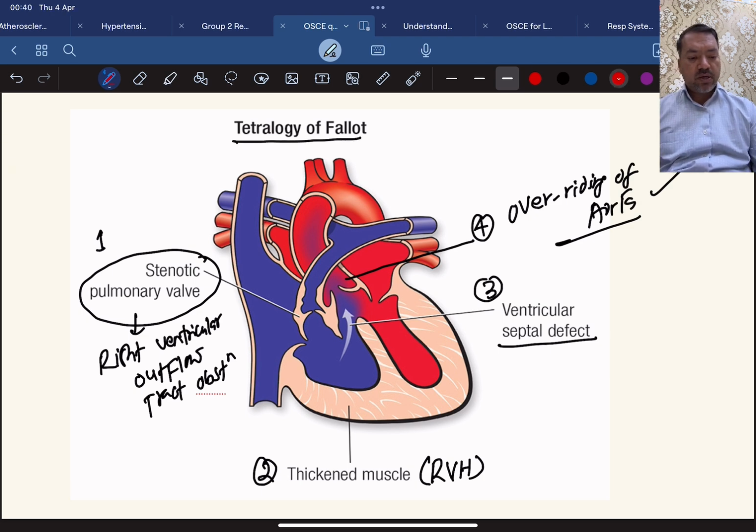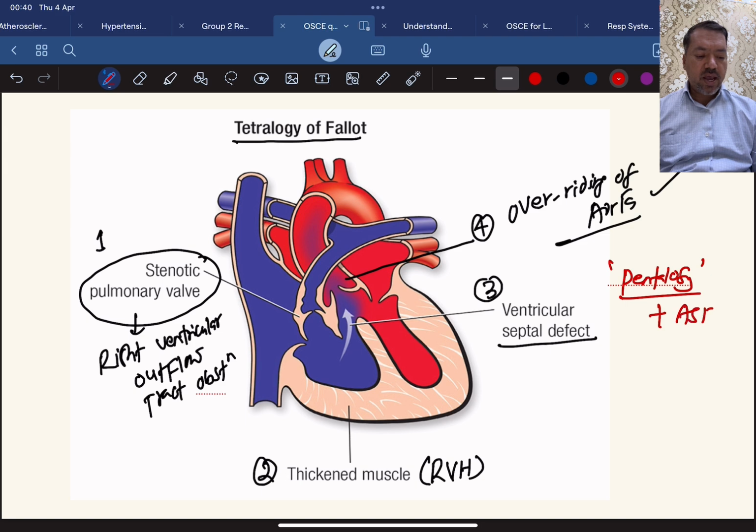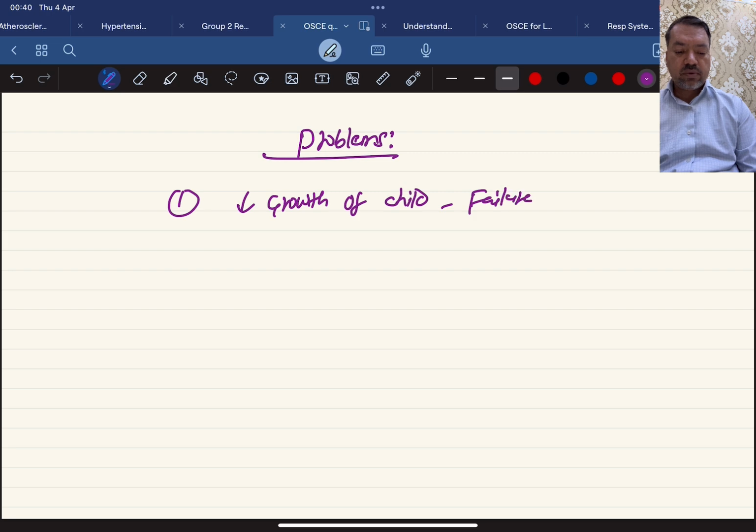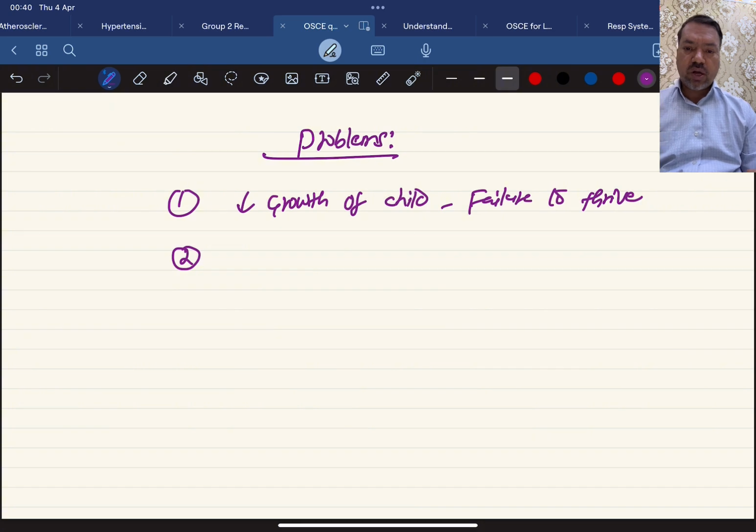Now, sometimes they may ask you another question here. What is called pentalogy of Fallot? The pentalogy means there is one more finding there, and that is ASD added on these four. Now, what are the problems of tetralogy of Fallot? Very favorite questions. Number one, there is decreased growth of the child. So we can call it failure to thrive, decreased growth of the child because of the chronic hypoxia.